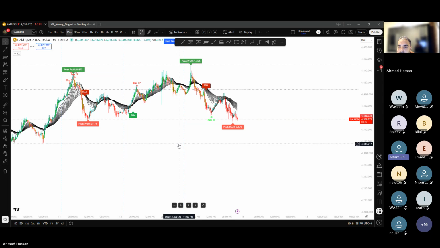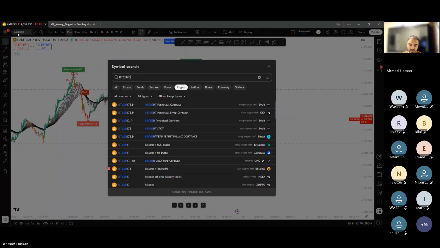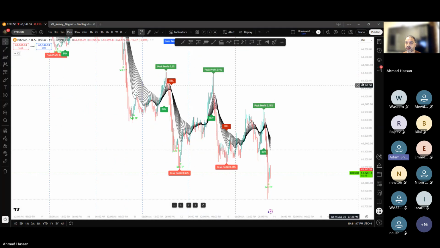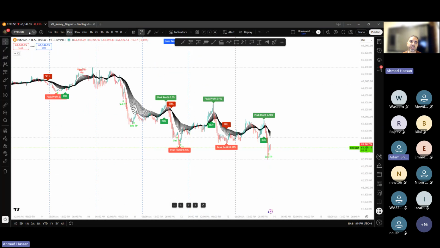Does this work on all pairs as well? Yes, and BTC also. Jaswinder is saying his isn't working, but it might be. Does he need to use the Oanda chart for gold? Or does it not matter which chart he has?